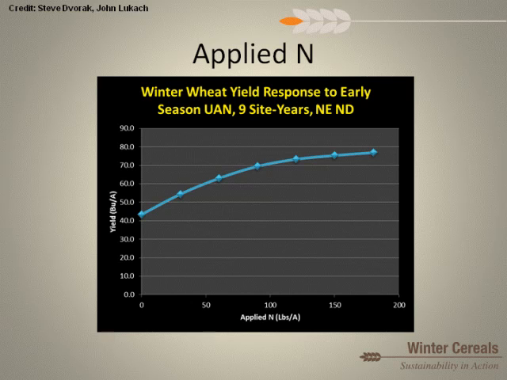Looking at John's data, just his UAN or 28% treatments over those 9 site years, in other words, 3 years at 3 different locations in that area, you can see that his yields continue to go up, even as he reaches that 180 pound N application rate. You'll note that the increase in the slope of the line is obviously decreasing once he gets past that 130 to 150 range. The slope is starting to go down. And I believe John is going to be adding another 30 pound increment to see where that yield level might potentially top out.